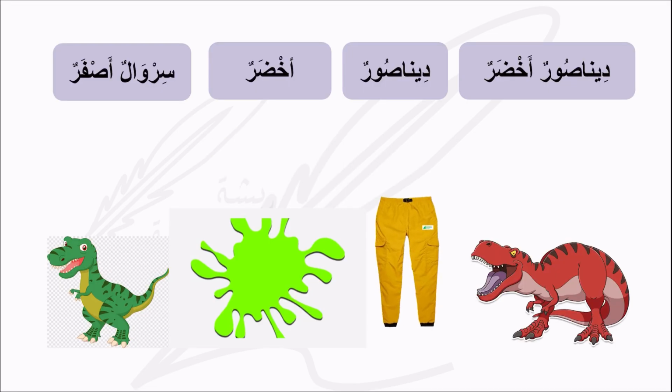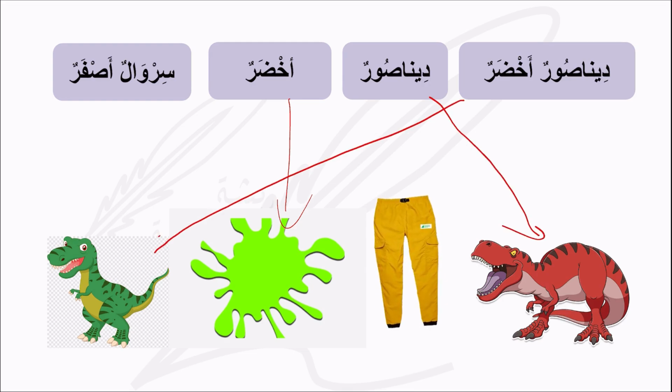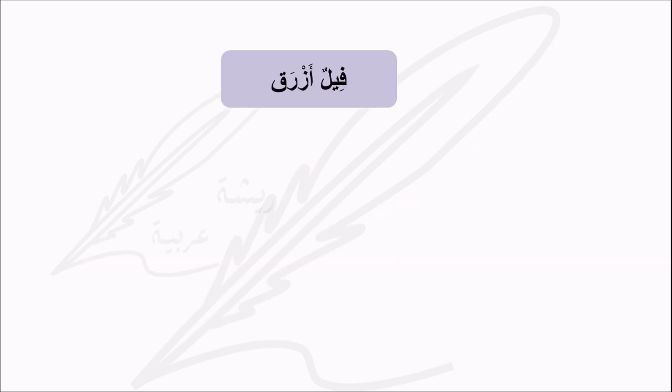You are doing great. How can we say green? Green in Arabic is أخضر. Dinosaur, it's ديناصور. Green dinosaur is ديناصور أخضر. Then yellow pants, it's سروال أصفر. Good job. فيل أزرق.